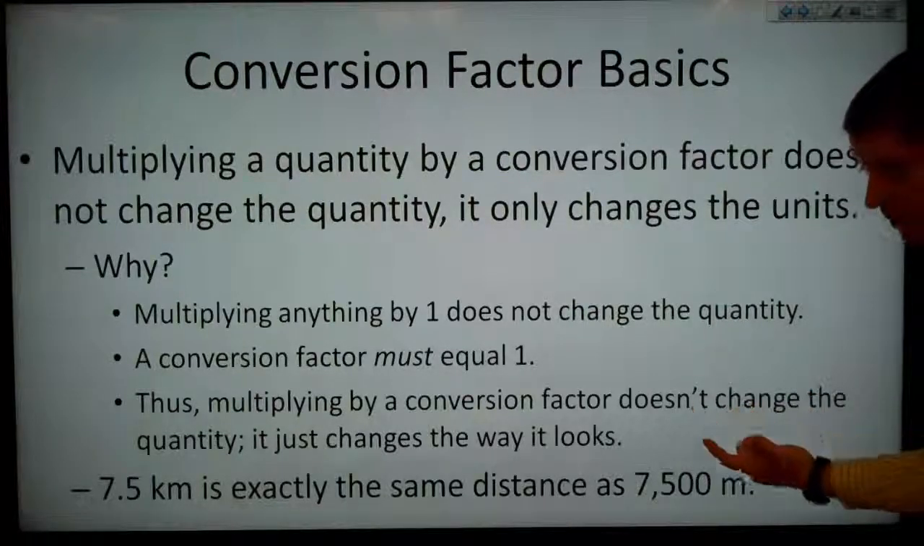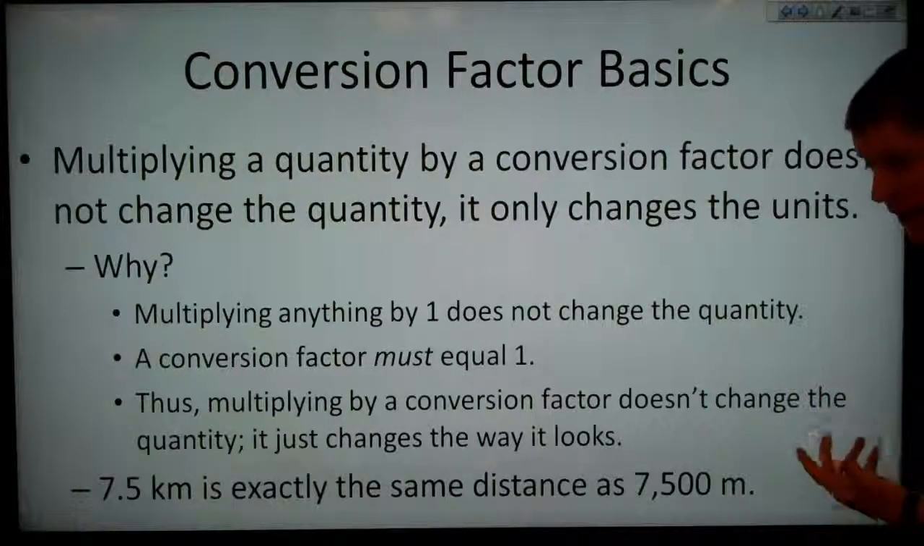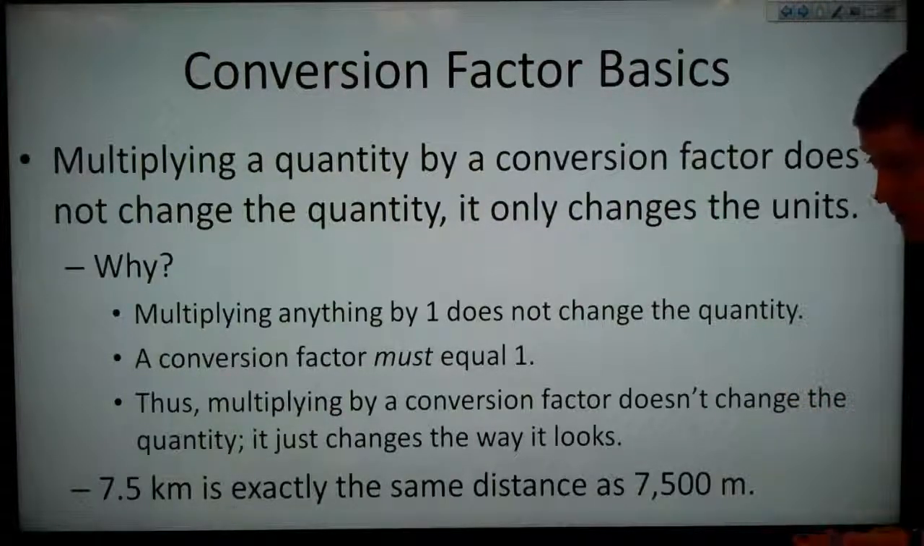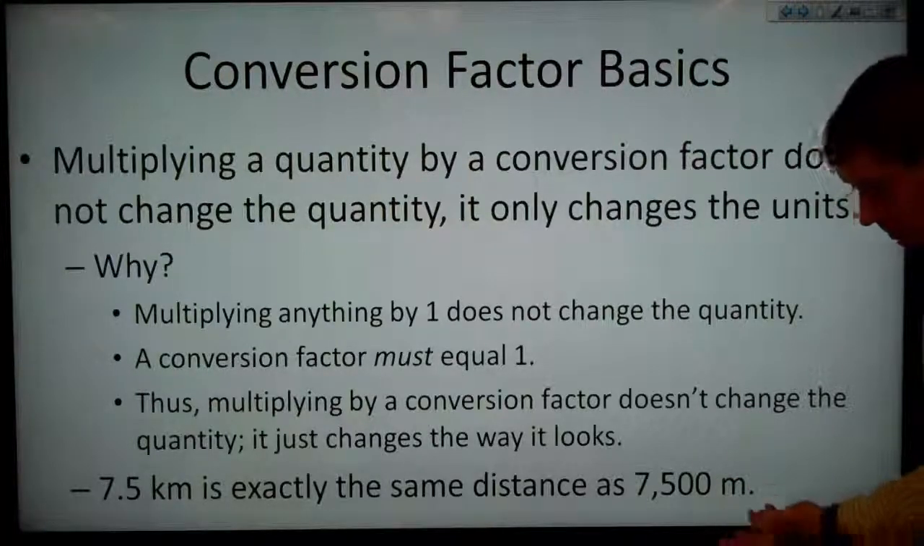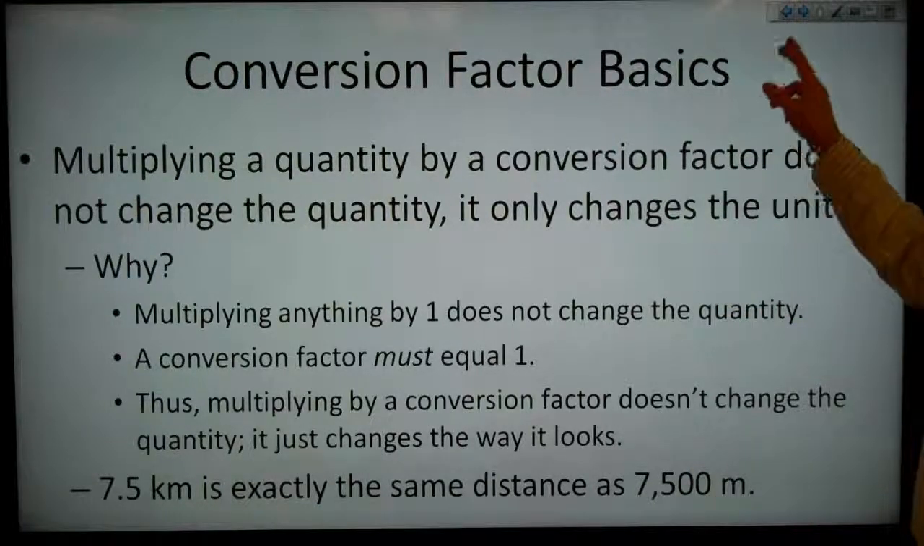So this means that multiplying by a conversion factor doesn't change our quantity. It just changes the way that our number looks. So 7.5 kilometers is exactly the same distance as 7,500 meters. Same number of sig figs in each case.